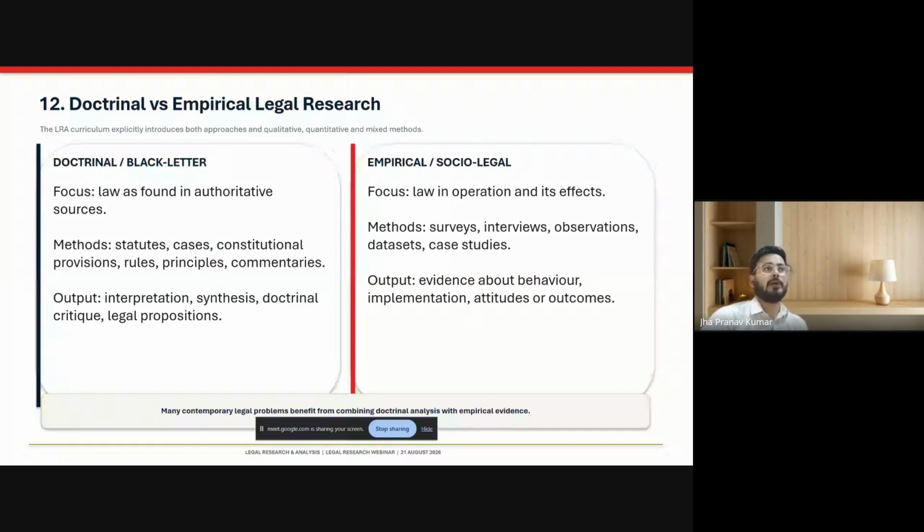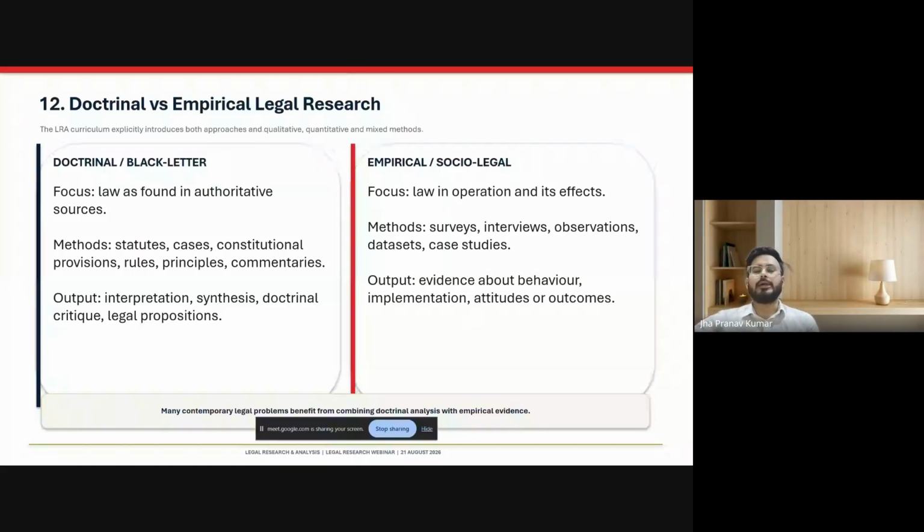ठीक है, coming back to the doctrinal and empirical, the term itself says the document, it's a documented form. Right, so whatever is documented, whatever has a scope of theoretical area, be it in the form of authoritative sources like constitutional provisions, rules, commentaries, cases, statutes, on which you do a critical or legal study, right? So it's a kind of documented and theoretical work which you do for a research purpose, right? The existing literature is being researched upon, right?